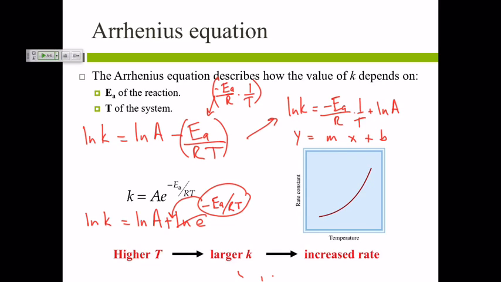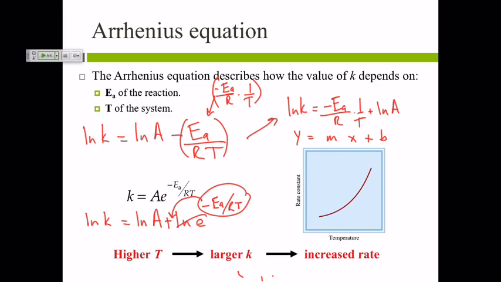Brianna? Does it matter if you make it negative EA over R times 1 over T, or if it's negative EA over T times 1 over R? Does that make a difference? So why did I tease apart negative EA over R times 1 over T? Mia? So you can get a slope like so.